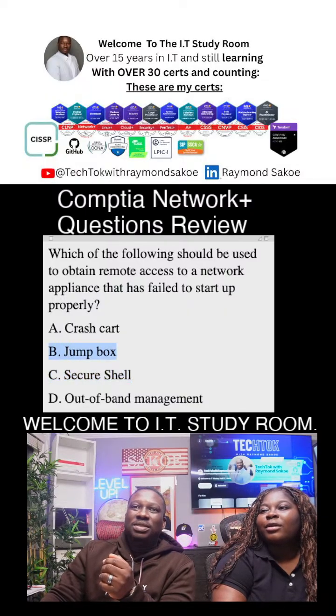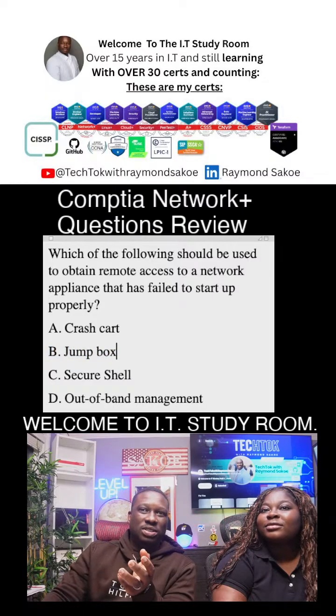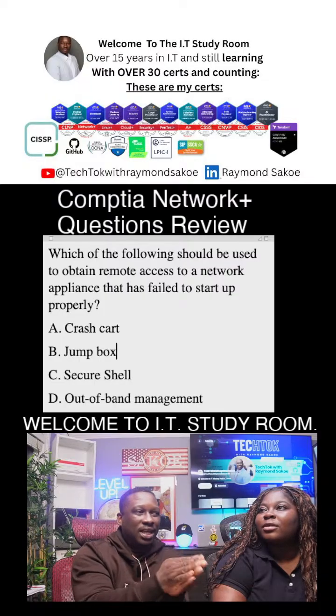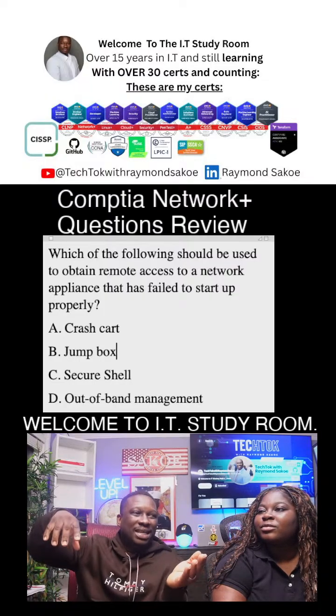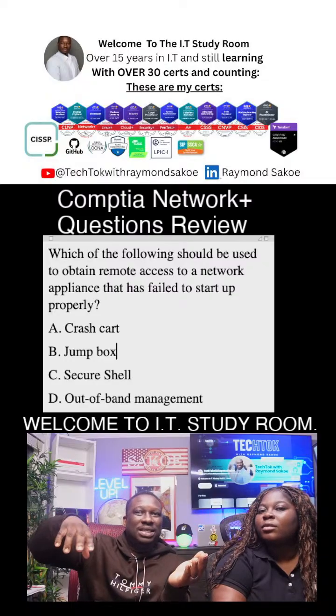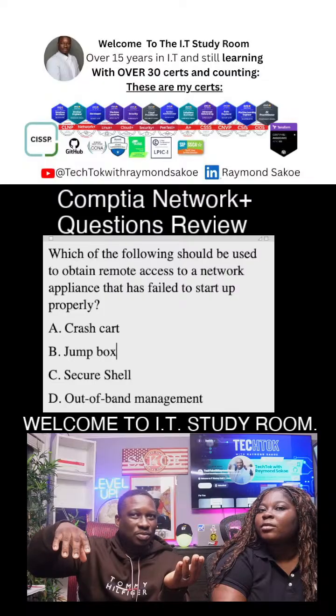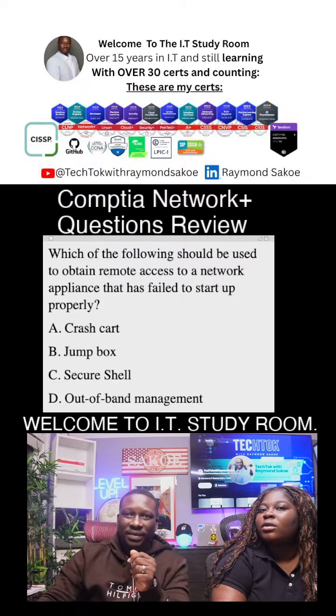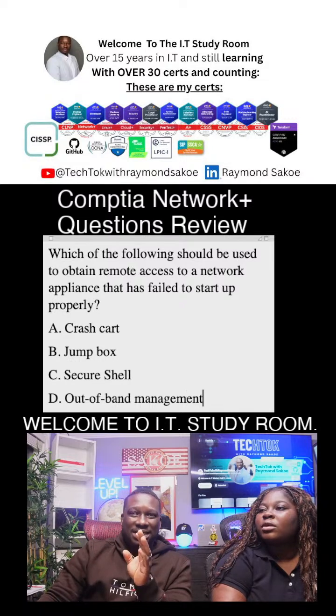Jump box, right? A jump box is similar to a bastion host, right? So basically, it's a server that you connect to in order for you to connect to the main appliance. Either way, the appliance has to be fully functioning for you to be able to use the services, which is mostly SSH. Right. So now the answer is out of bound.